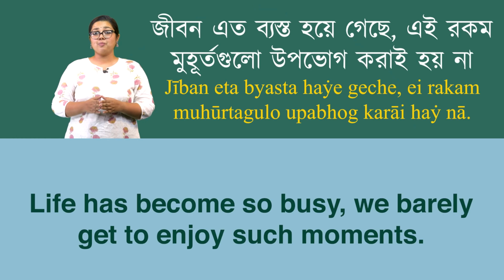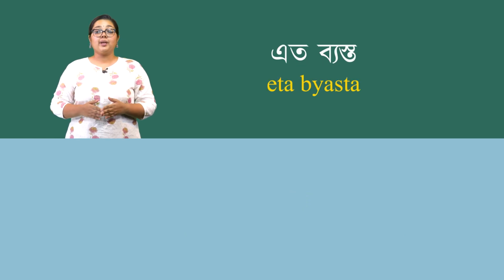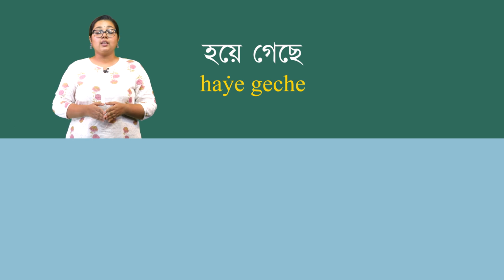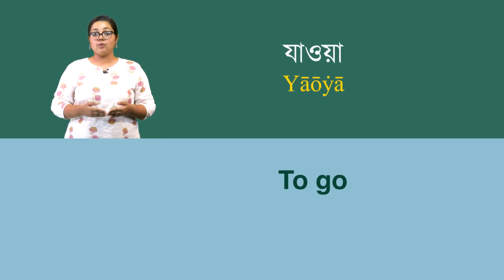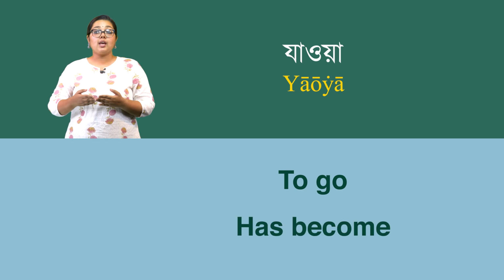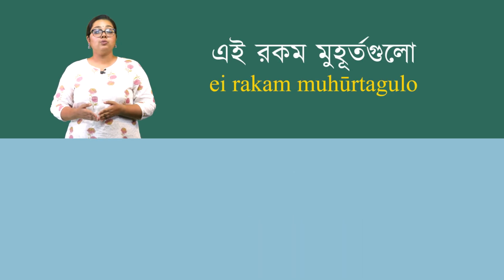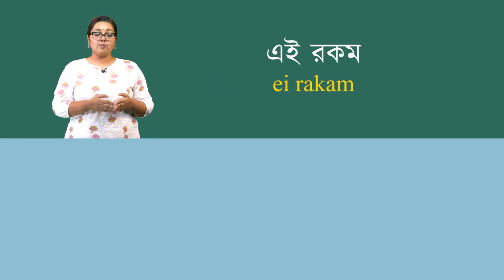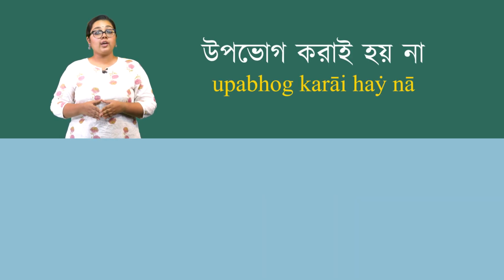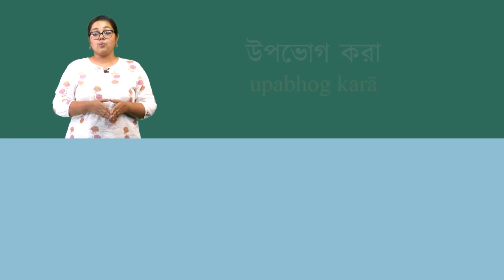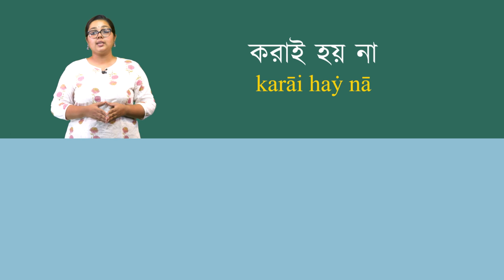Atish replies, জীবন এত ব্যস্ত হয়ে গেছে এইরকম মুহূর্তগুলোকে উপভোগ করাই হয় না. Here, জীবন is life, এত ব্যস্ত means so busy, and হয়ে গেছে is a compound verb made from hawa, means to become, and jawa means to go, forming the sense of completion, which is has become. The phrase এইরকম মুহূর্তগুলো refers to such moments with এইরকম meaning of this kind and gulo marking the plural. The final part, উপভোগ করাই হয় না, is a passive negative construction, where উপভোগ করা means to enjoy and করাই হয় না implies doesn't even get done, adding emphasis to the idea that such enjoyment rarely happens nowadays.